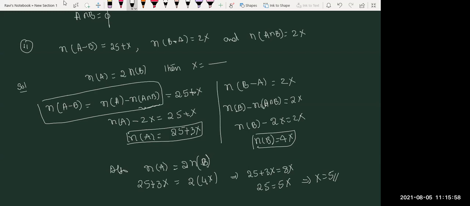So first we will write which team it is: athletic team, cricket team. Cricket team, how many members are there? 21, sir. Next, hockey team, 26. Next, football team, 29. 29 are in the football team.